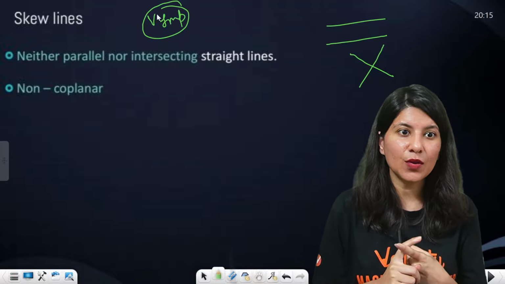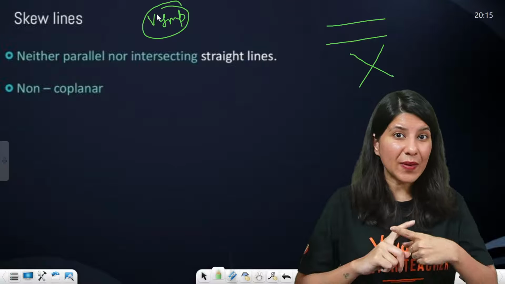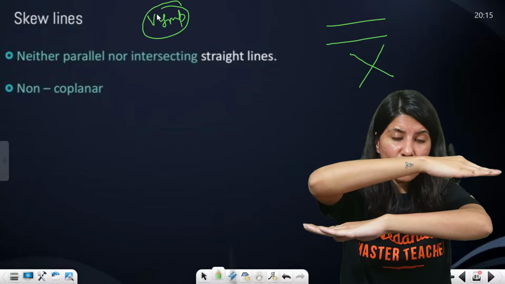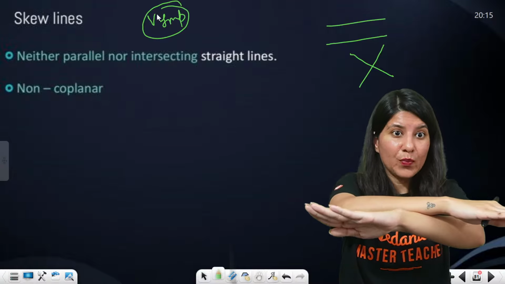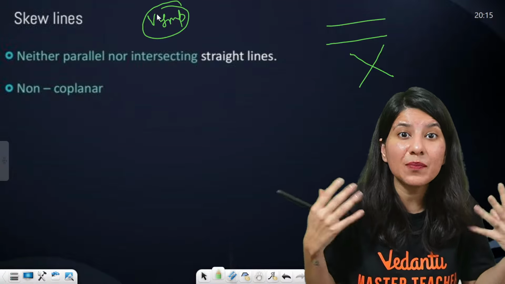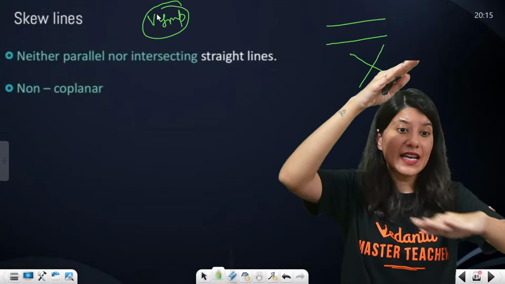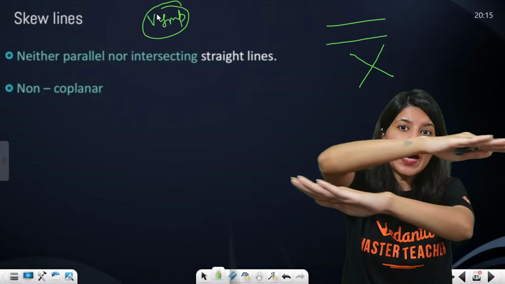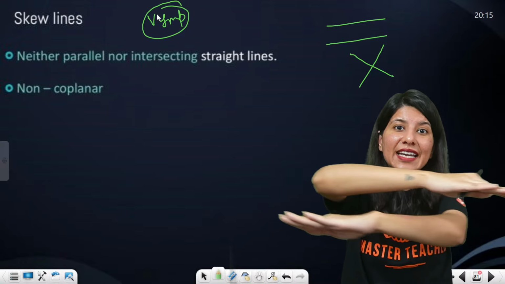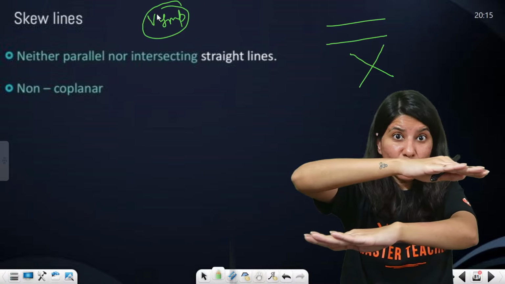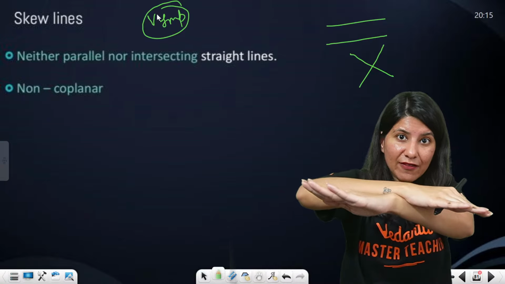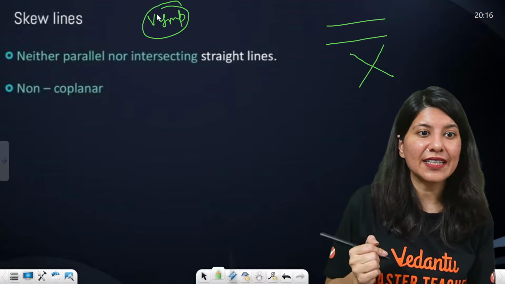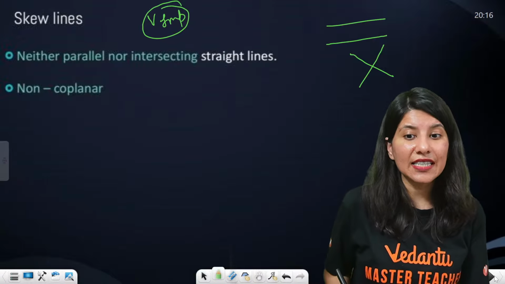Over here these two lines are not parallel. But if they are not parallel then they should be intersecting? No, basically they are not lying in the same plane. That is what you need to understand. They are lying in two completely different planes. If they were to lie in the same plane, they would have to intersect, but now they are not lying in the same plane. So that is why these two lines are called skew lines.